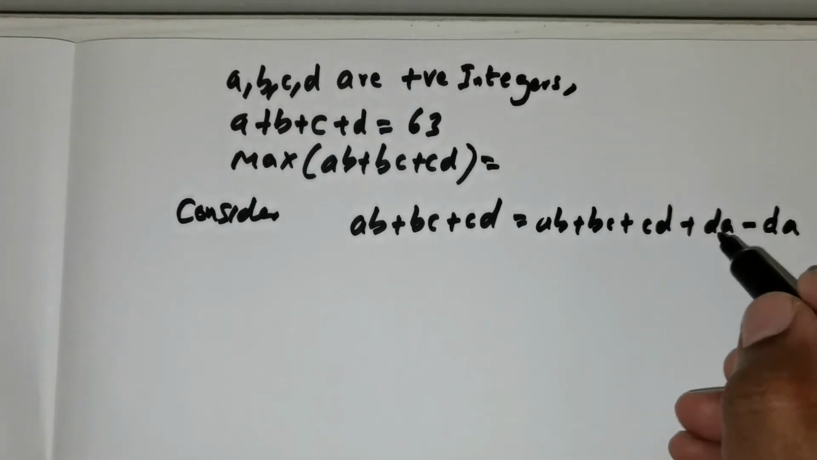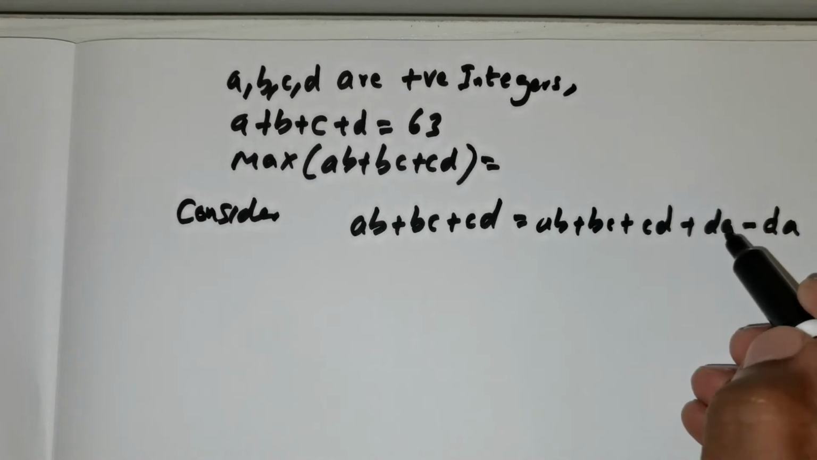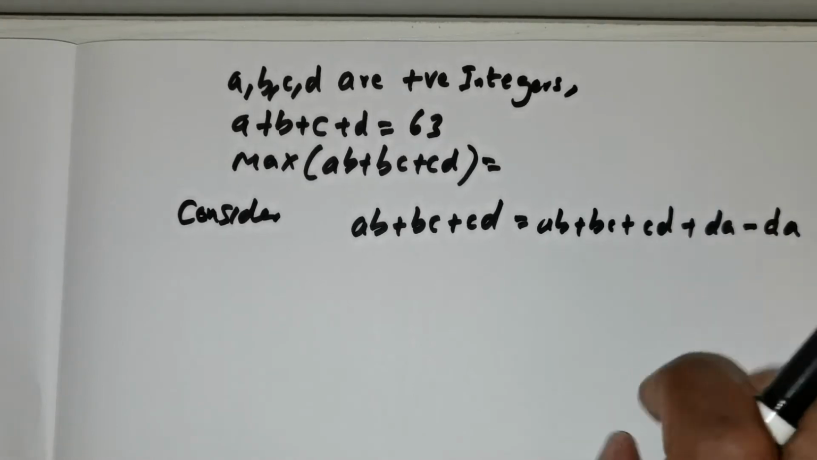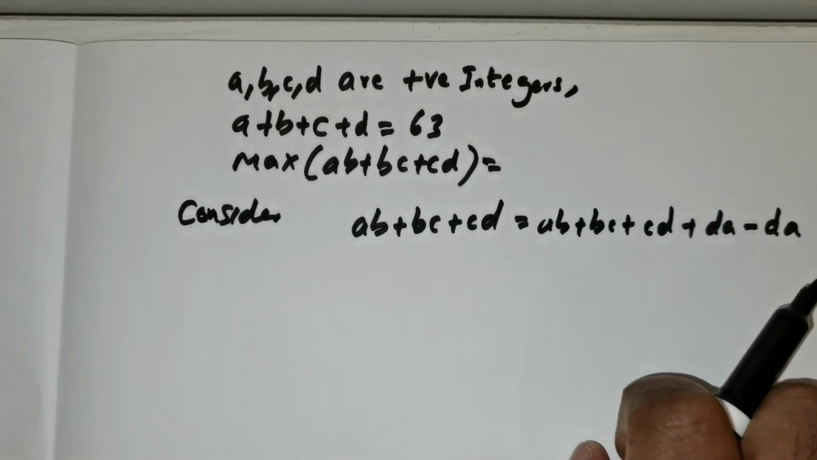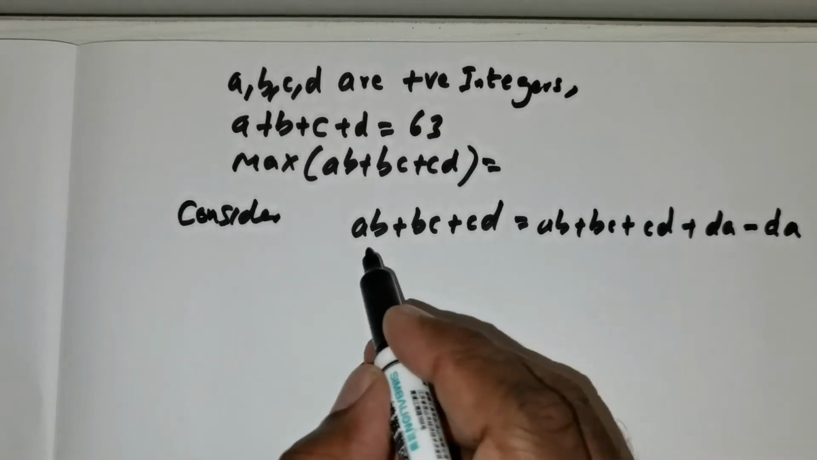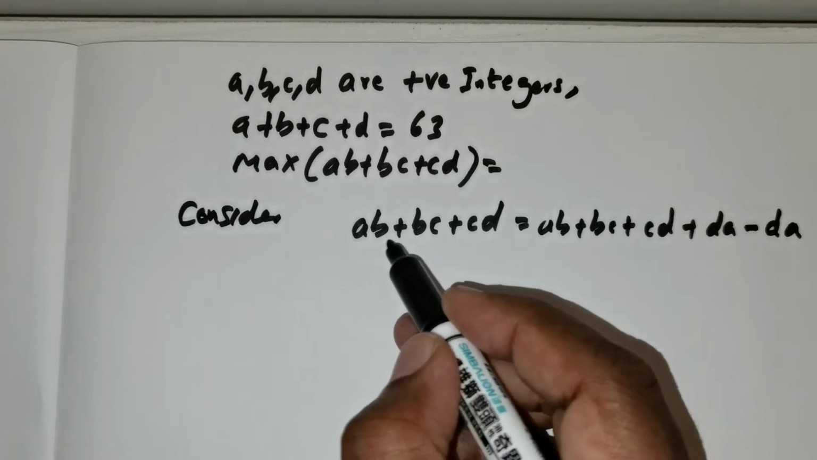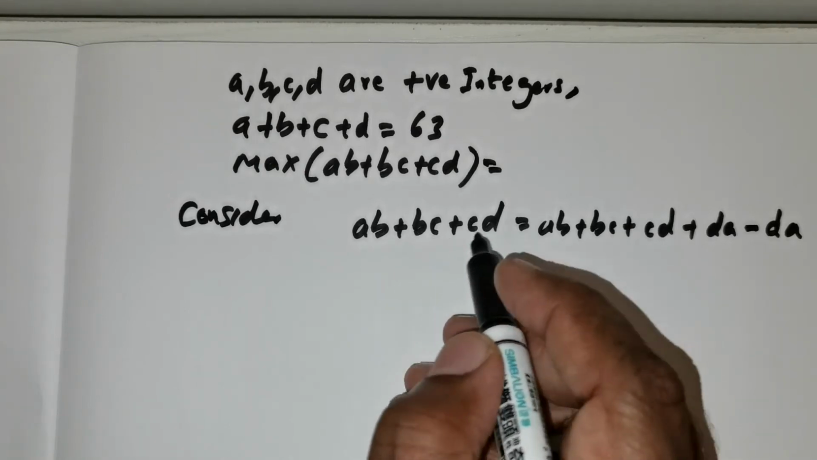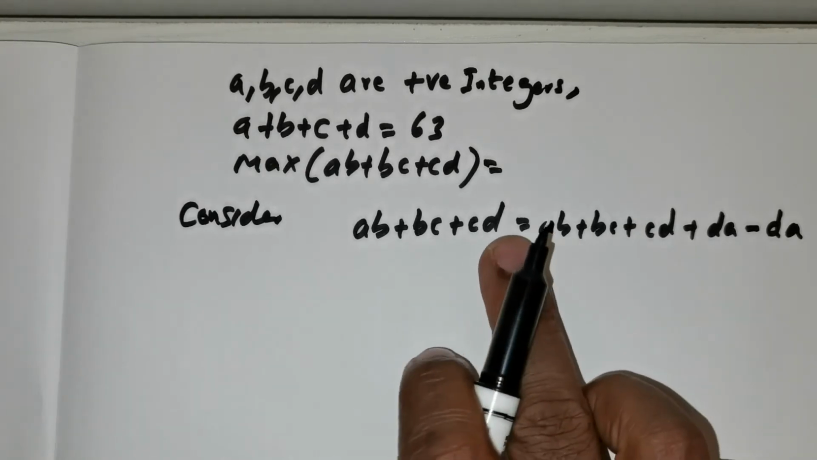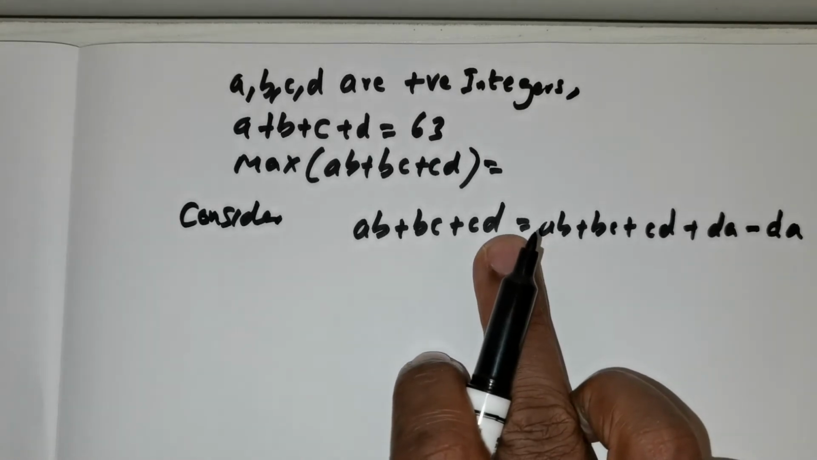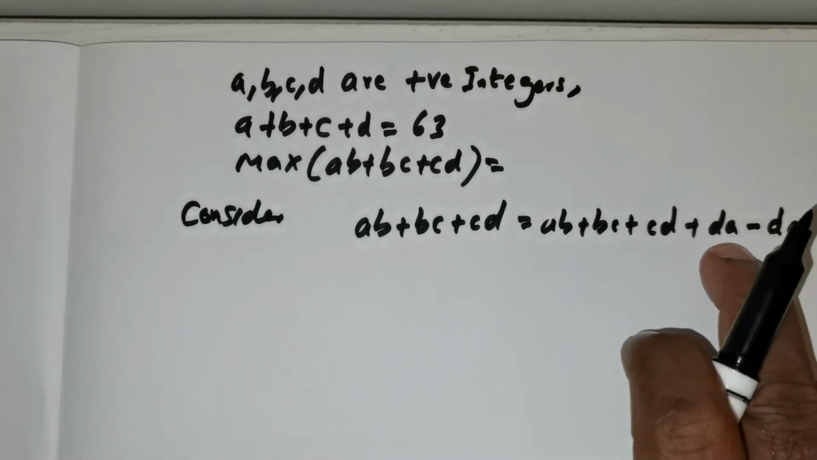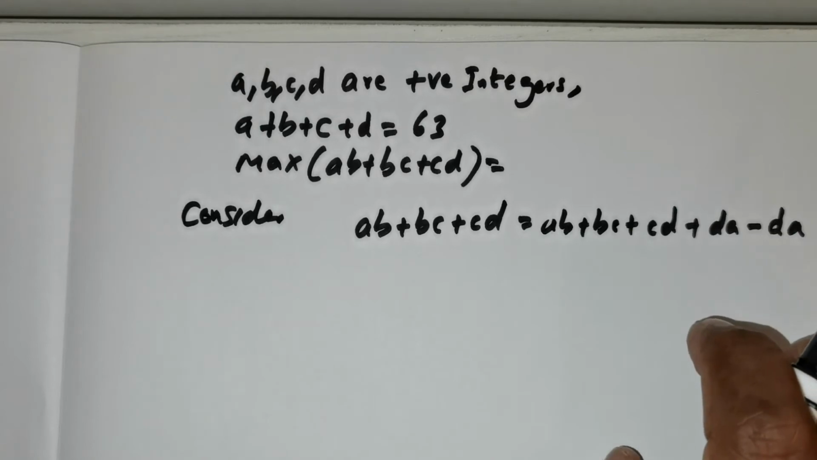Now, why am I doing this? You might be asking me, why do I specifically add and subtract DA? For the simple reason that if you see the quantity given, it starts with AB, and then to AB we add BC, and to BC we add CD. So obviously the next quantity in line should be DA. So that is the reason I'm adding DA and subtracting DA.